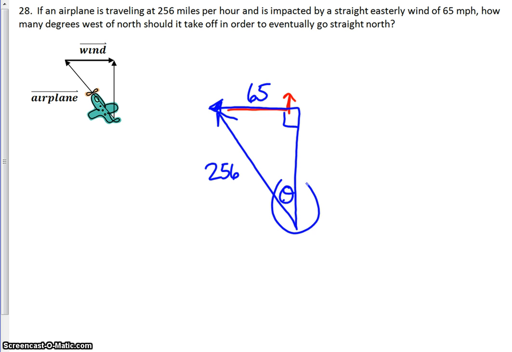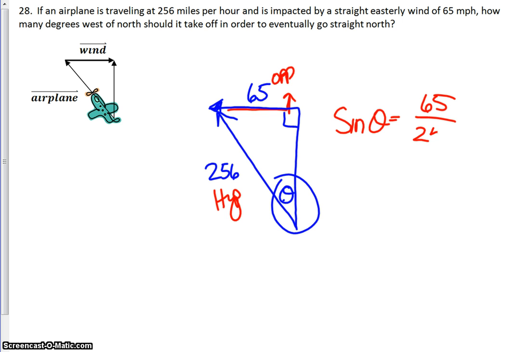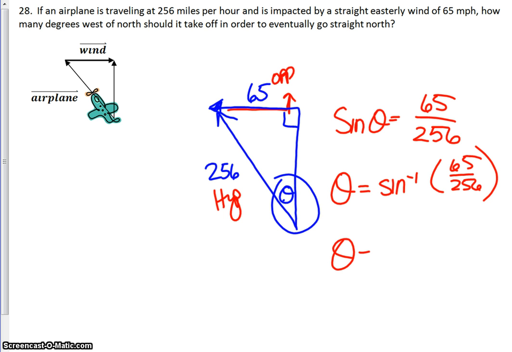Well, for this angle, for my reference angle here, this is my opposite side. This is my hypotenuse for that particular triangle. So for that one, I'd be looking at the sine. The sine of my angle should be the opposite side over the hypotenuse. And if you remember, whenever you're trying to find an angle, you want to use your inverse. So we're going to take the sine inverse of 65 over 256. Okay, so my answer would equal the sine inverse of 65 divided by 256, which turns out to be about 15 degrees.